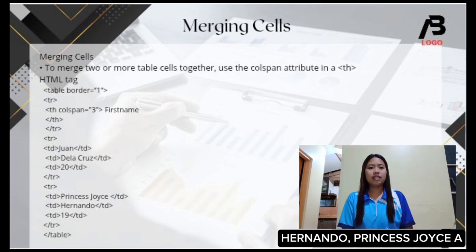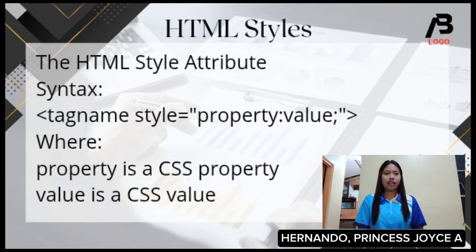To merge cells in Excel, you would select the cells you want to merge, for example, name. Click on the merge and center option in the toolbar or a similar option depending on the software. This creates a larger cell that covers multiple columns or rows, simplifying the table's layout. HTML style.